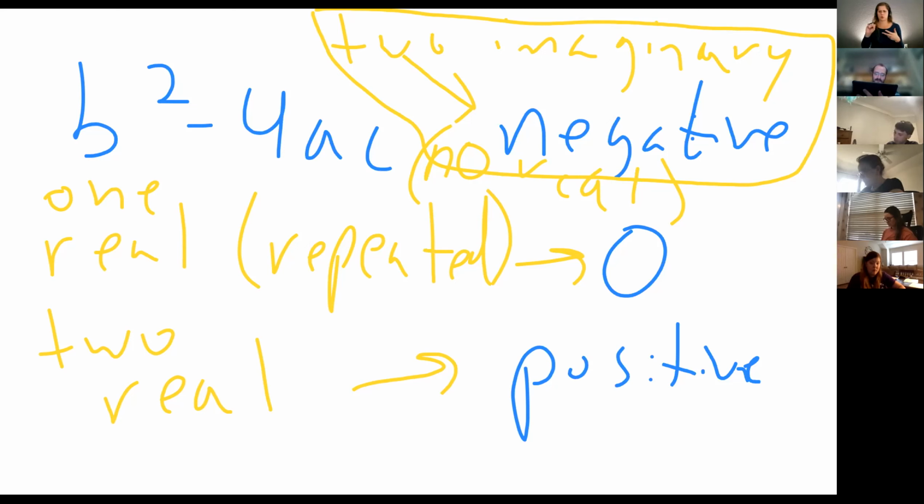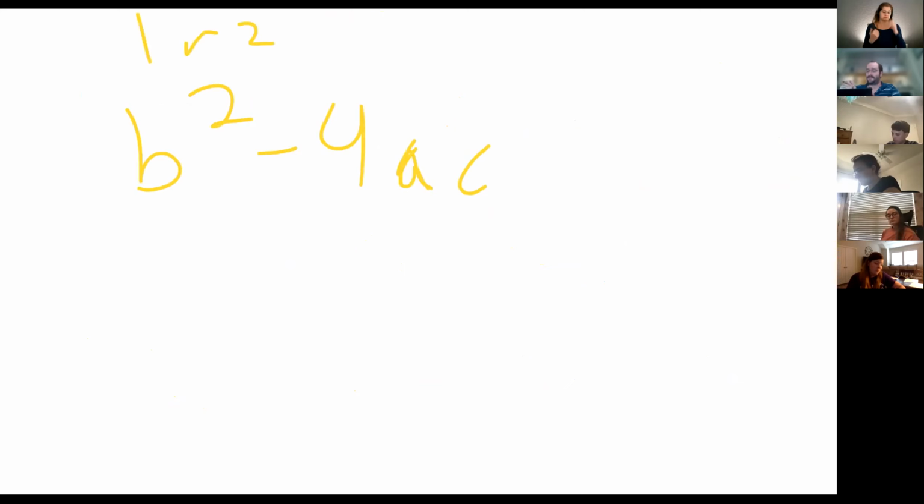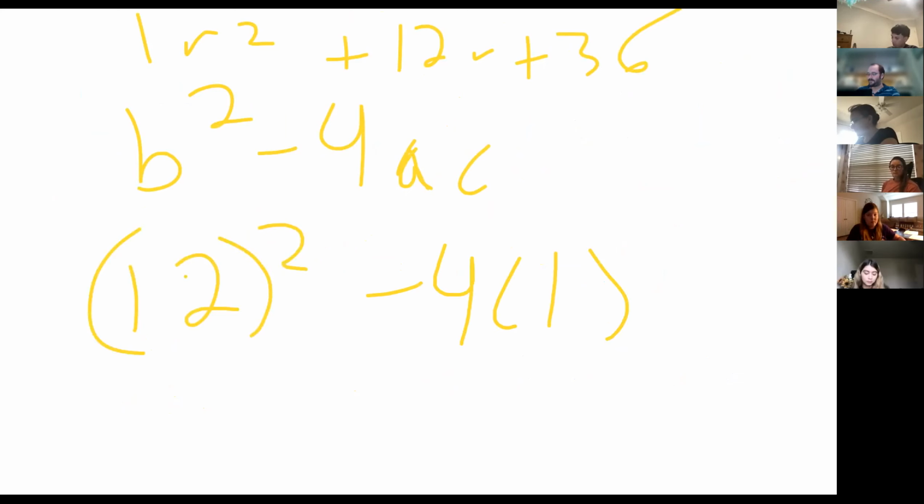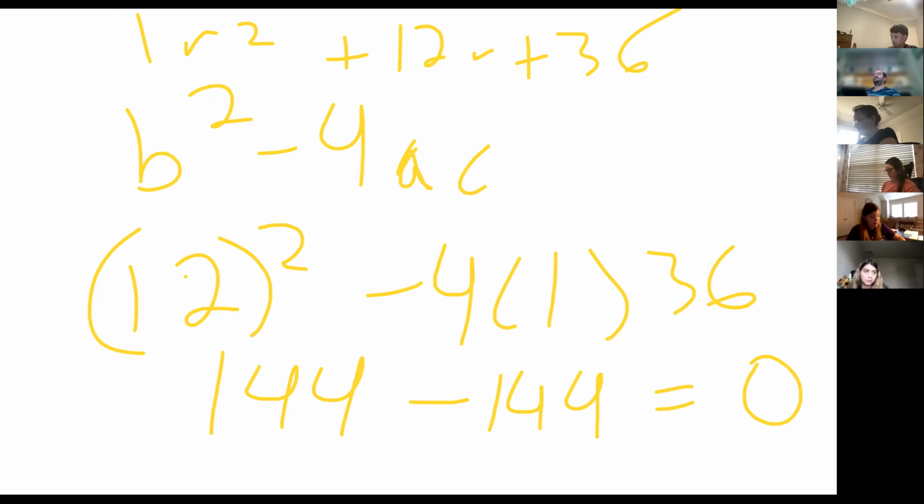I think in the notes they even changed what these were. So let's do one right quick. We don't have much time, but let's do that first one. b squared minus 4ac. I have r squared plus 12r plus 36. Filling this in, it should look like 12 squared minus 4 times 1 times 36. That's 144, and 4 times 36 is also 144. So this is going to end up giving me 0 in my determinant.